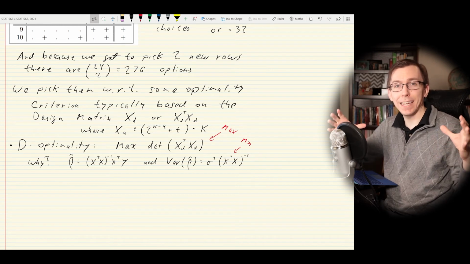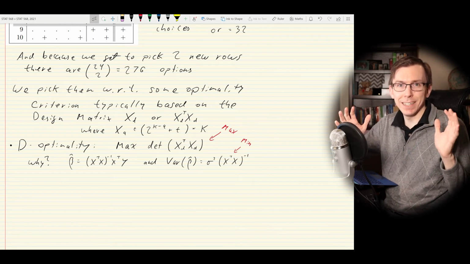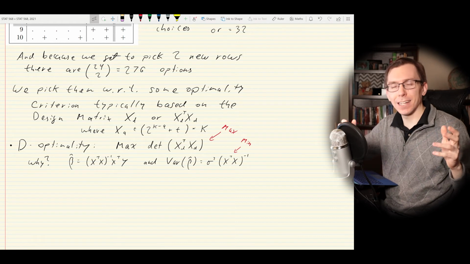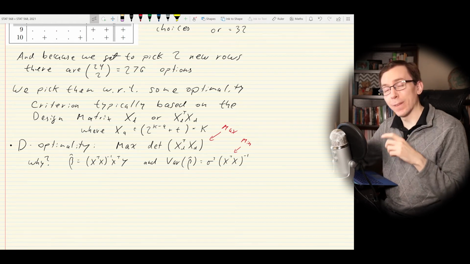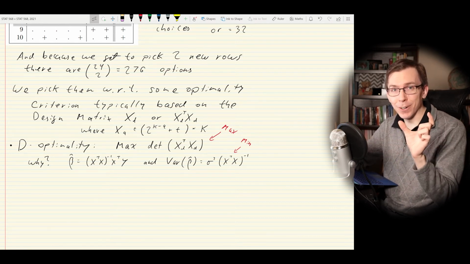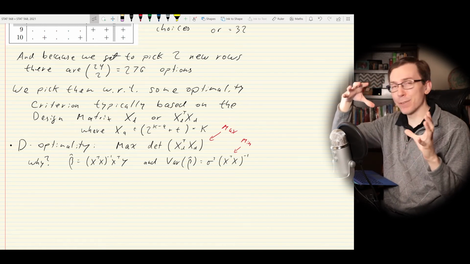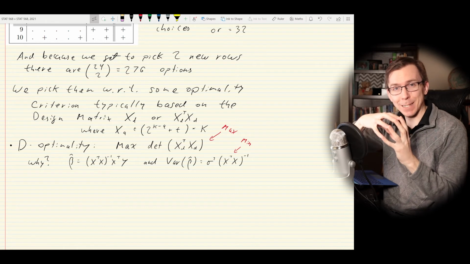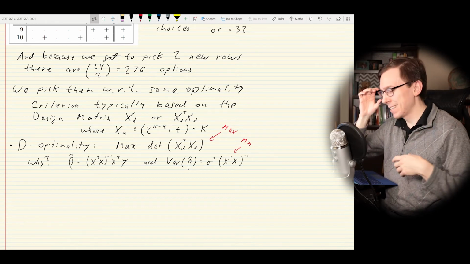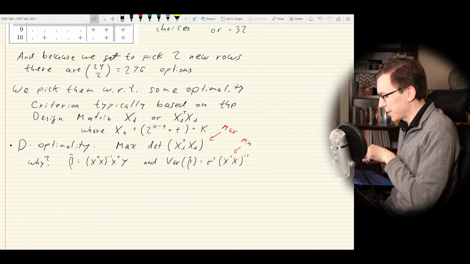If we wanted to create a confidence set, the multi-dimensional analog of a confidence interval for that beta, it's not going to look like an interval. It's not going to look like a square. It's going to look like an ellipsoid. And if we want to shrink that ellipsoid as much as possible, we want to maximize the determinant of x transpose x.